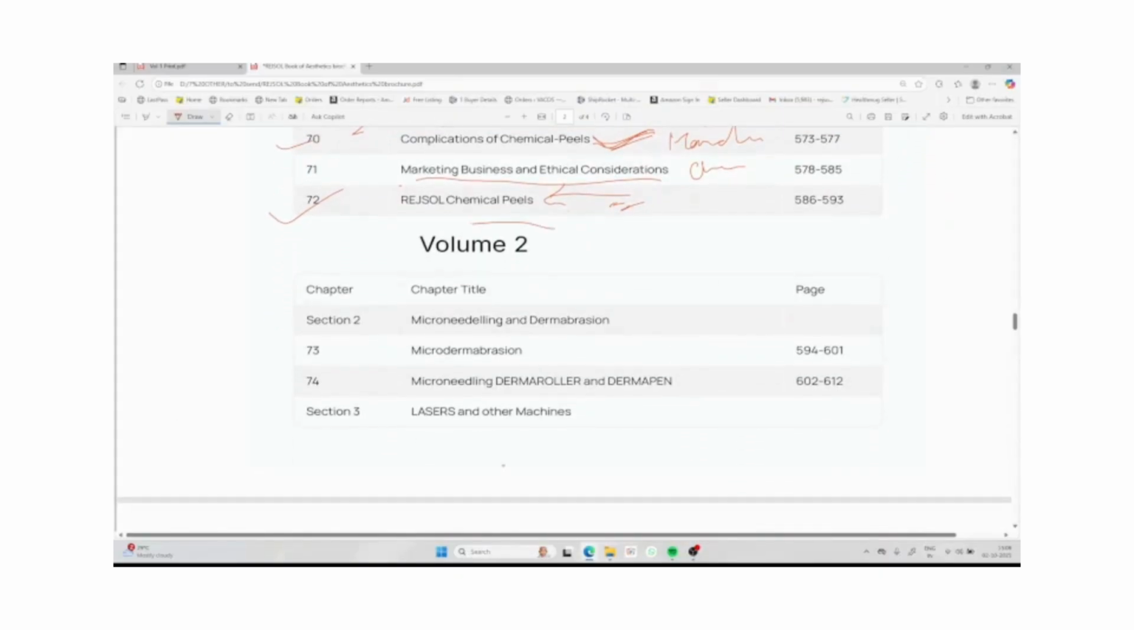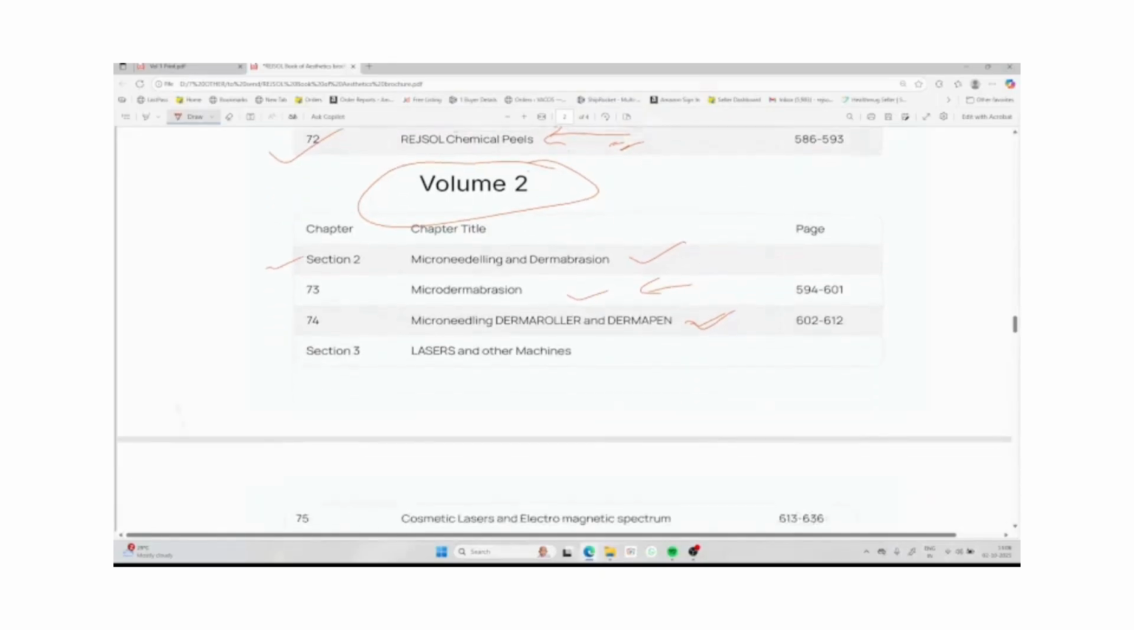Now we start with volume 2. Module 3 continues over here. Now the chapters in section 2 are microneedling, dermabrasion. What are the different positions of dermabrasion, derma roller? How to ideally use the derma roller? Where should you use and where should you not use the derma rollers?